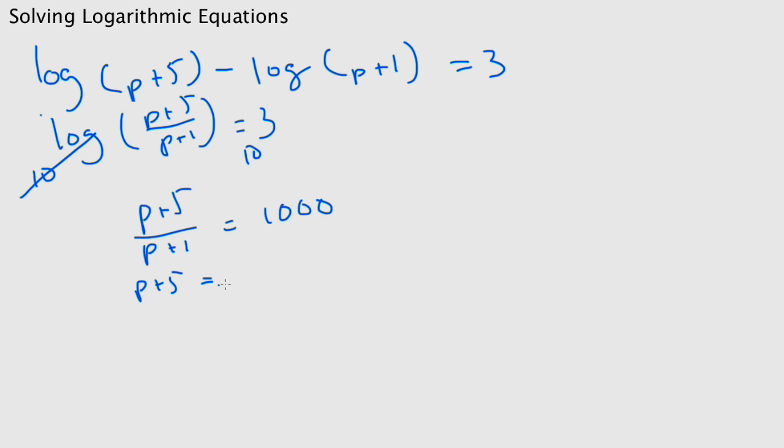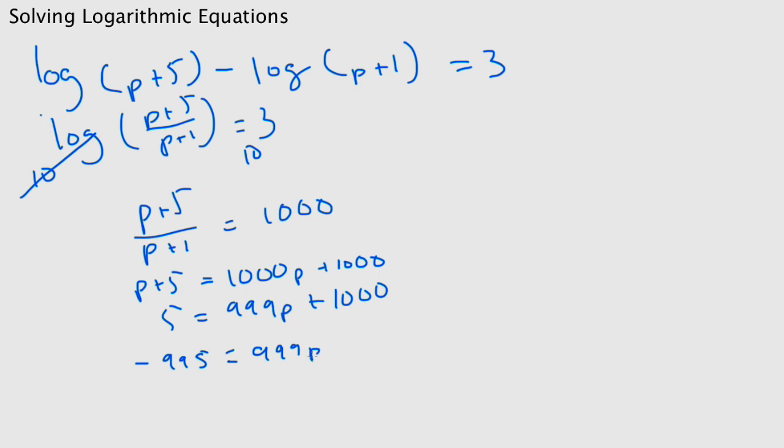We got p + 5 is equal to 1,000p + 1,000. I just multiplied both sides by p + 1. Subtract p from this side, I'm going to get 5 is equal to 999p + 1,000. Subtract this side by 1,000 and that side by 1,000. I'm going to get negative 995 is equal to 999p. Divide this side by 999 and this side by 999, and I'm simply going to get negative 995 divided by 999 is equal to p. And we solve this equation using the quotient law.